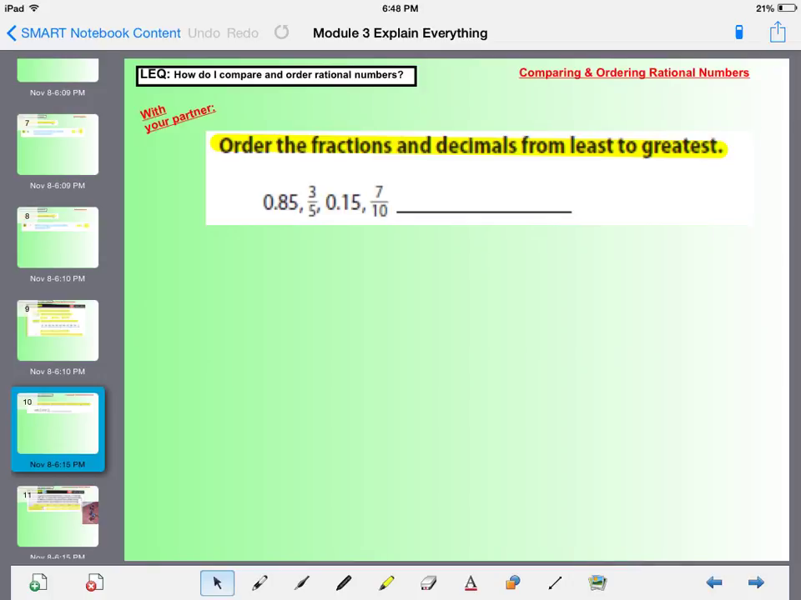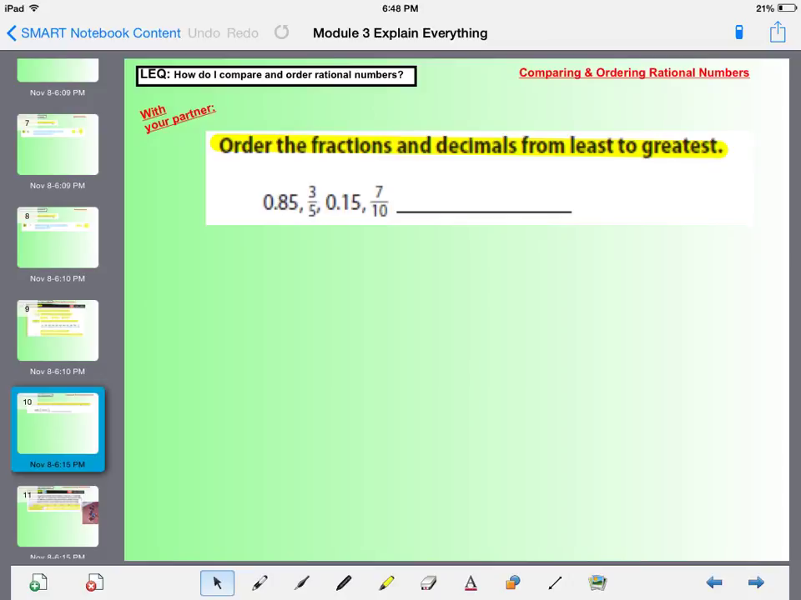Okay, let's go ahead and practice one together. We're going to order the fractions and decimals from least to greatest. Again, it's a combination of decimals and fractions, so we're going to turn those fractions into decimals so it's easier to plot on the number line. 85 hundredths is already a decimal.